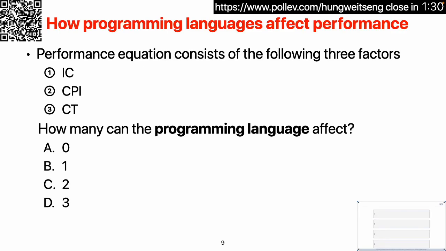So let's start with this interesting question. How many can programming language affect?